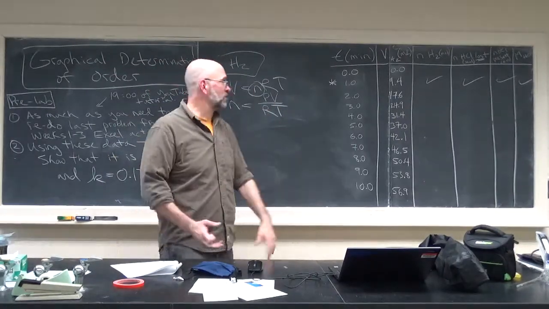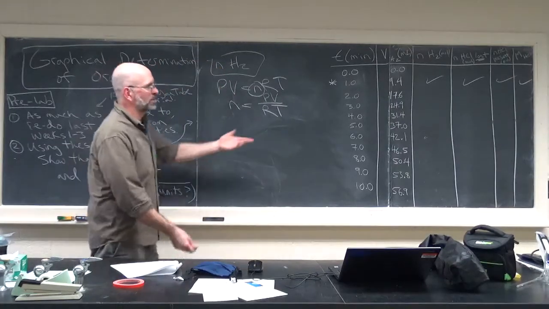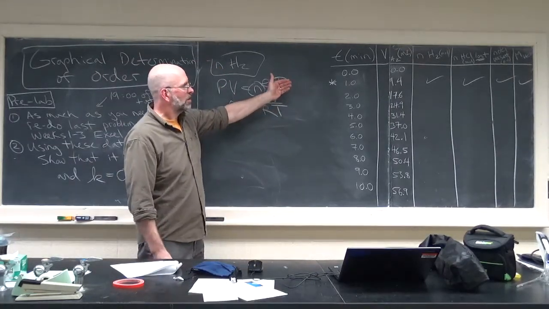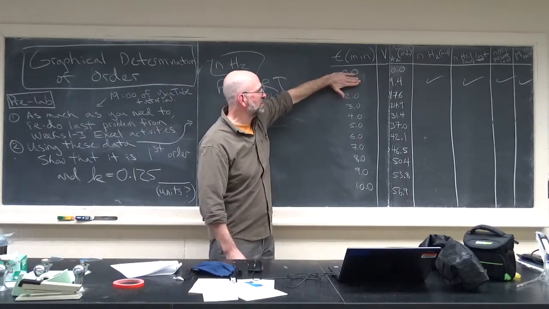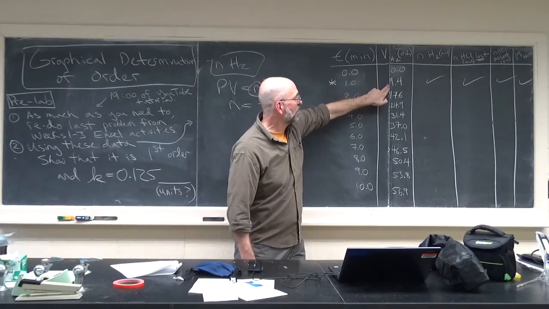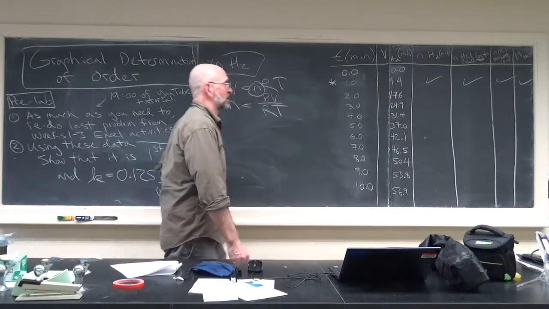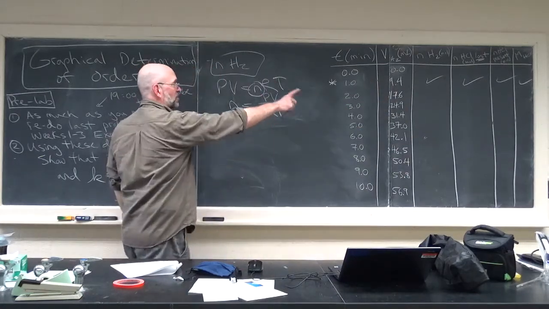That's very standard. So why don't we just put that as a pre-lab question. Pick time equals 1 minute. You're not using the time, but for 9.4 milliliters, do all these calculations. That's the first column.